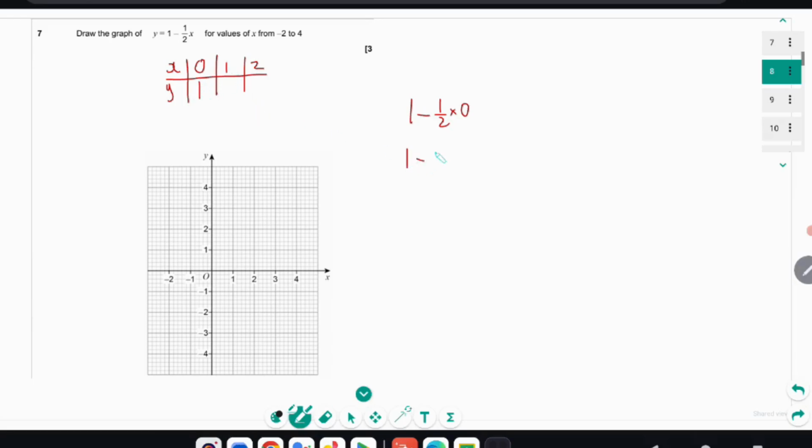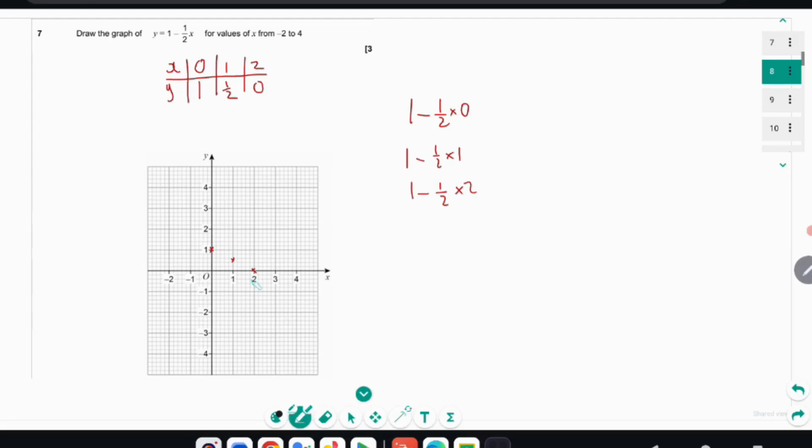1 minus a half times 1. Half times 1 is a half. So 1 minus a half is a half. And then we've got 1 minus a half times 2. Half times 2 is 1. 1 minus 1 is 0. So we've got 0, 1, 1 half, 2, 0.